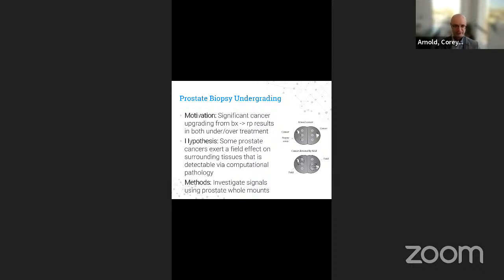Our hypothesis here is that some prostate cancers exert a field effect on surrounding tissues that is detectable via computational pathology. I've outlined that diagrammatically here, where we can see 3 systematic biopsy cores that were taken. All of them missed the 2 cancer lesions. But if our hypothesis that there's some field effect exerted by this cancer is true, and it extends to the biopsy locations, we could infer that cancer exists if we could detect that signature with computational pathology techniques. And so this is very early stage work.